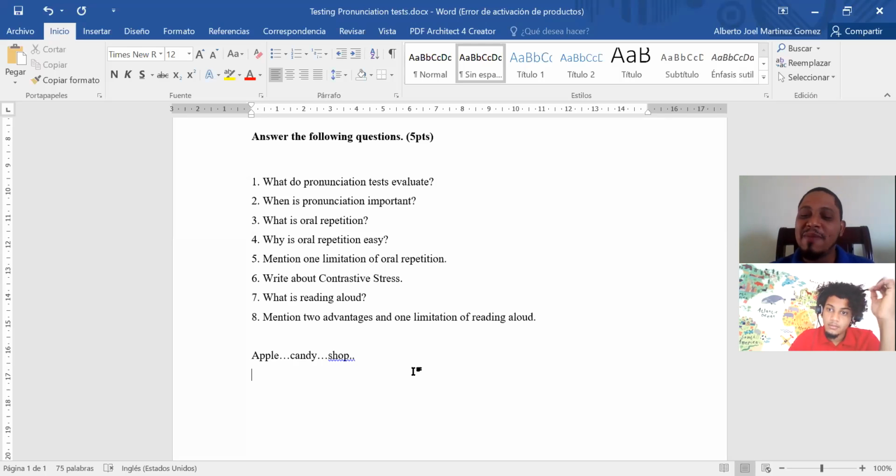So you go back, apple, apple. Candy, candy. Shop, shop. You know that there is a problem with that word. So now you know which word you have to work on because you are testing, right? So that's how we do an oral repetition. You can do it individually or you can do it in groups.